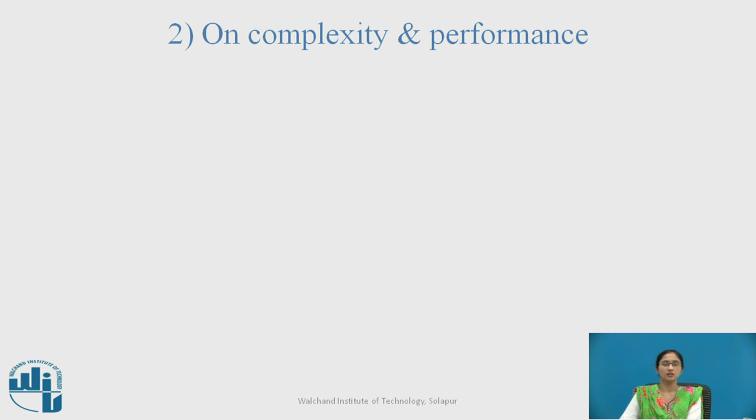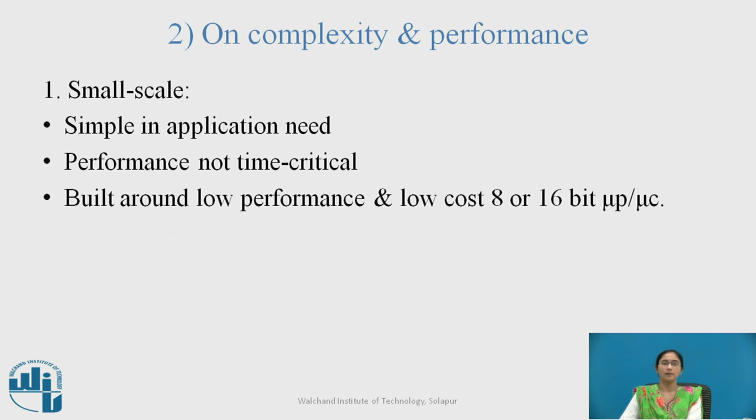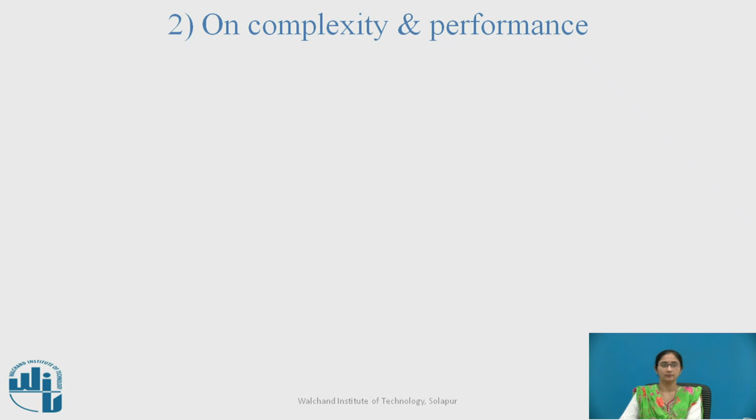Second classification is based on the complexity and performance. Small scale. Embedded system is simple in application need in small scale. Performance is not time critical in small scale. Embedded system built around low performance and low cost 8 or 16-bit microprocessor or microcontroller. Example of small scale is an electronic toy.